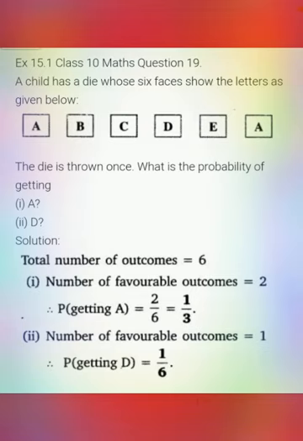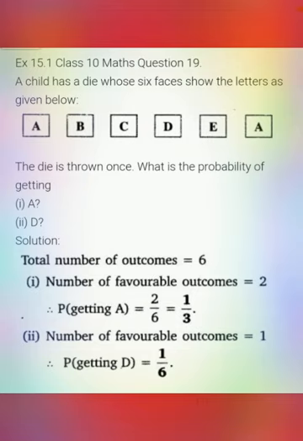Can you understand, children? Okay. Now this die is thrown once. What is the probability of getting the alphabet A? Totally how many letters are there? For 6 faces, 6 letters are there. But alphabet A is repeated twice. So the favorable outcomes are 2. The probability is the number of favorable outcomes divided by total outcomes, which is 2 divided by 6. 2 divided by 6 can be simplified as 1 by 3.